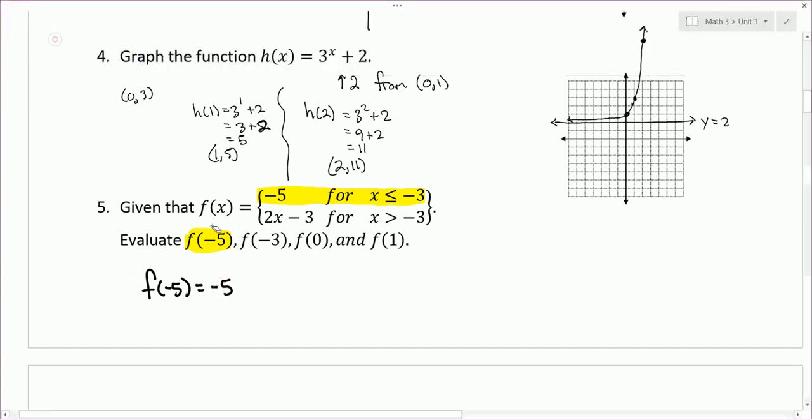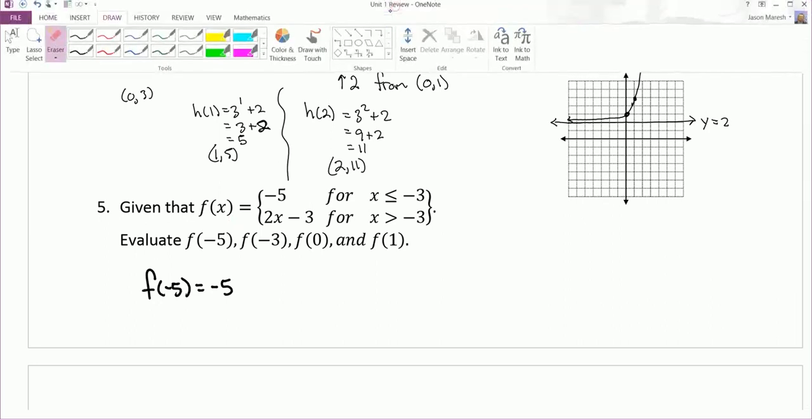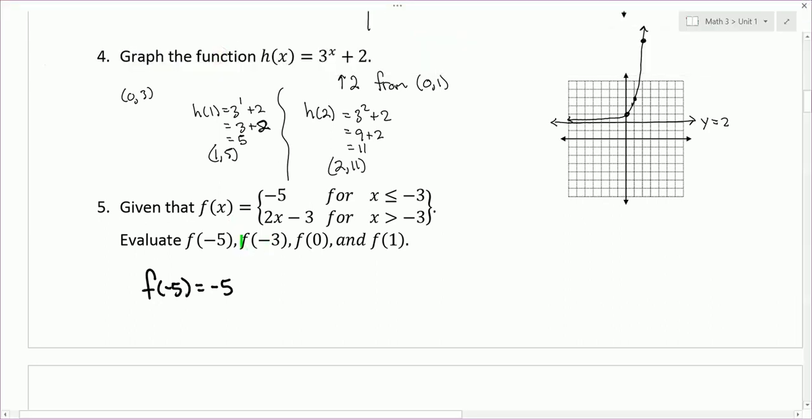On the second one, we want to find f(-3). Here x is -3. That's not greater than or less than -3. That's actually equal to -3. So again, we're using that top line there. And we end up with f(-3) is equal to, again, -5.